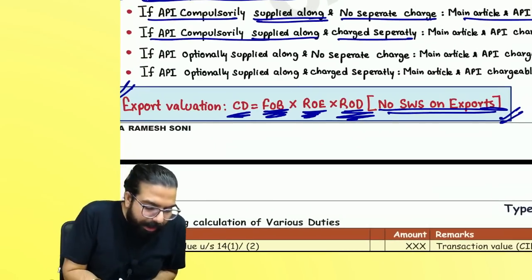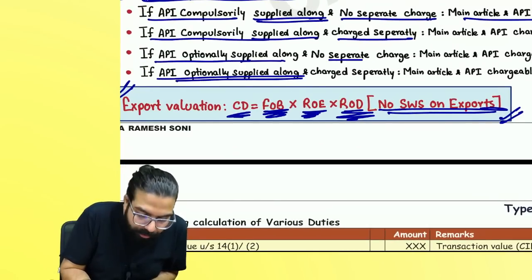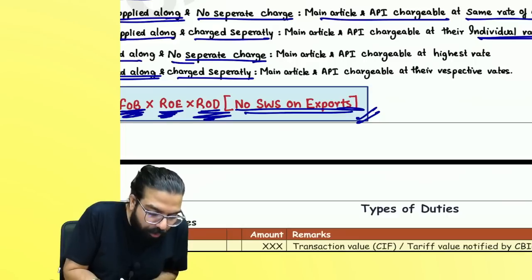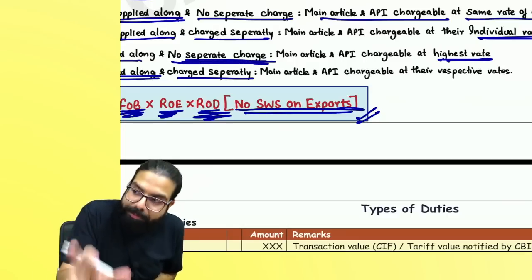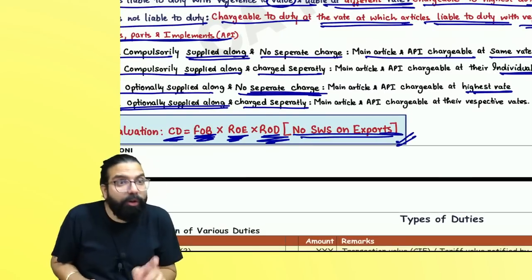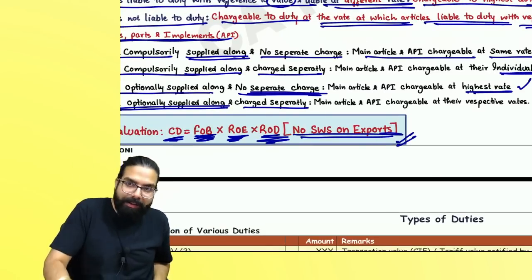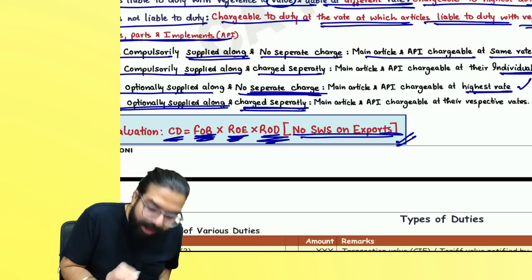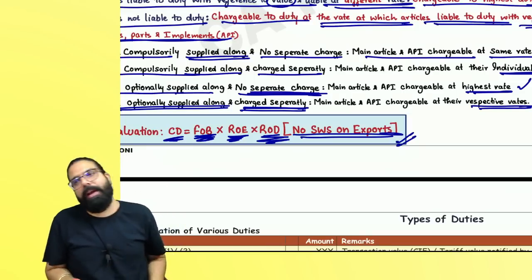Then Baba, if accessories, parts and implements are optionally supplied, in the case where no separate charges are taken, then Baba, the highest rate will be there because it was optional, but you still took it. It was optional and you took it. So what will happen over here? Highest rate. Optional and it was charged separately. They have charged you separately also. Then respective rates will be applied.